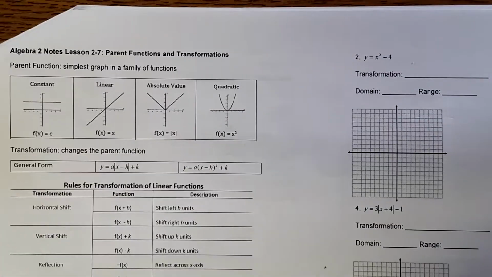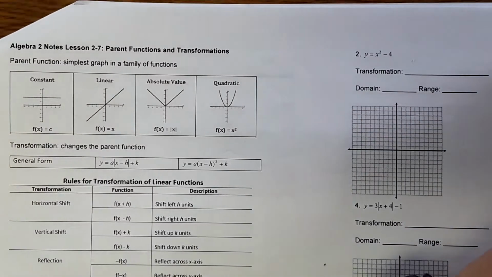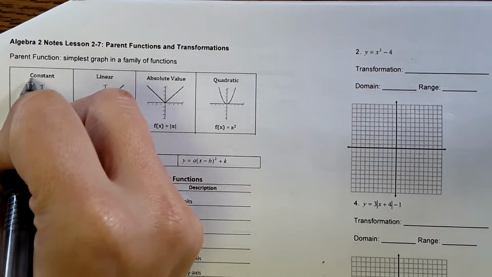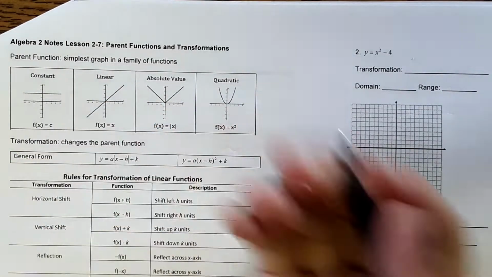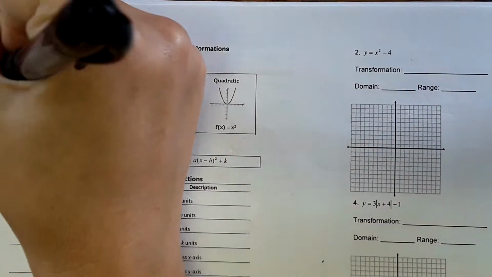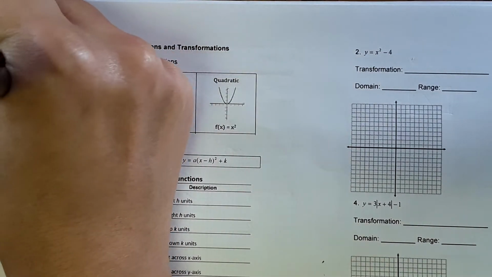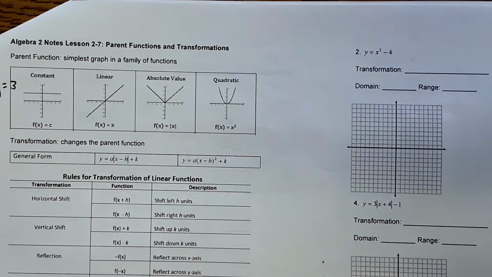Parent functions and transformations. I know you've seen these types of graphs before, and each of these has a name. This would be a constant, where it has the horizontal straight line, and the equation would look like this. Specifically for this one, y equals 3. It makes that straight line. Oh, I didn't realize you couldn't see what I just wrote.